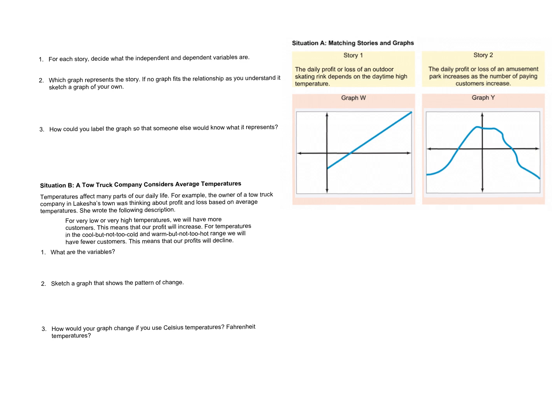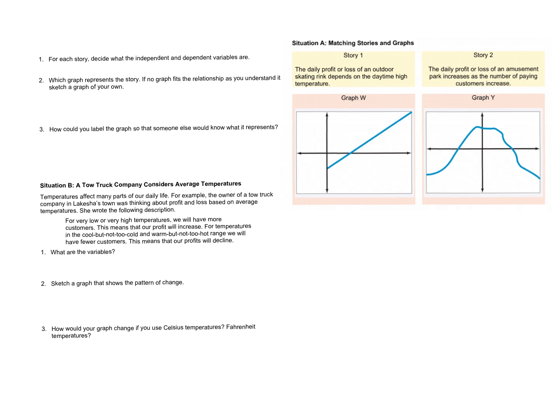All right, so in situation B, we're looking at this example of a tow truck company, and it says for very low and very high temperatures, we will have more customers. This means that our profit will increase. For temperatures in the cool but not cold and warm but not hot range, we will have few customers. This means that our profits will decline.